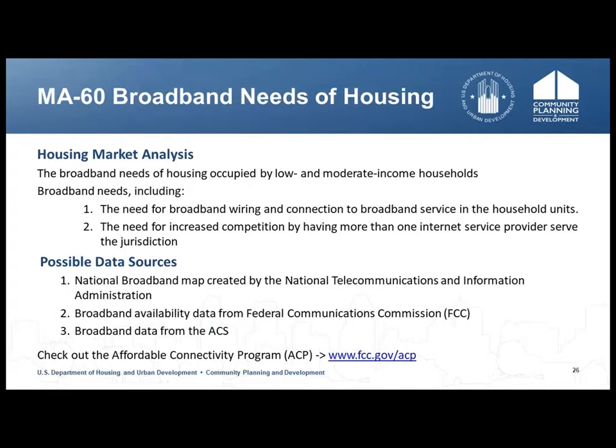All right, so let's do the MA60 broadband screen first. This is where grantees will identify what broadband needs may exist in those low and moderate income neighborhoods. Those 1 and 2 bullets you see on the screen are the 2 prompts that you'll actually see in the ConPlan template. So you're trying to identify that need for broadband wiring and broadband services to households directly. And then you have any need for increased competition, having more than one service provider or ISP in the jurisdiction.